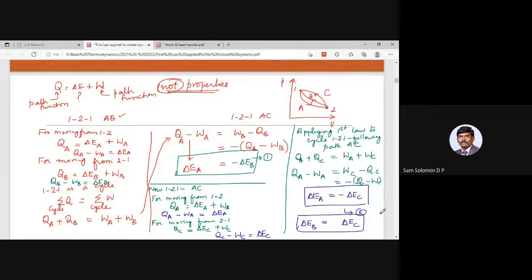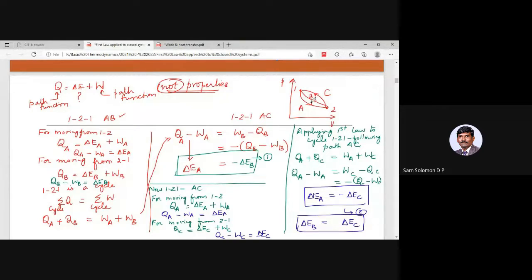Sir, both the cycles are cancelled. Both the cycles are in the same path. No, it is not. In one cycle, I am taking path A and path B. In the other cycle, I am taking path A and path C.